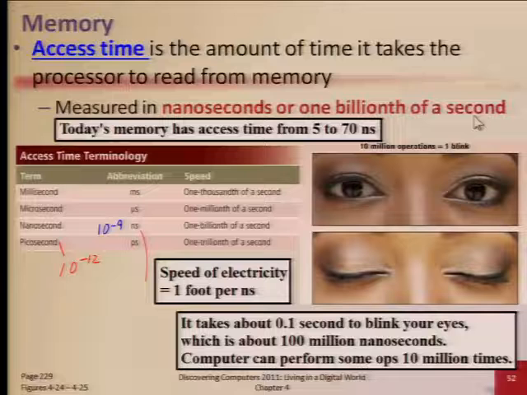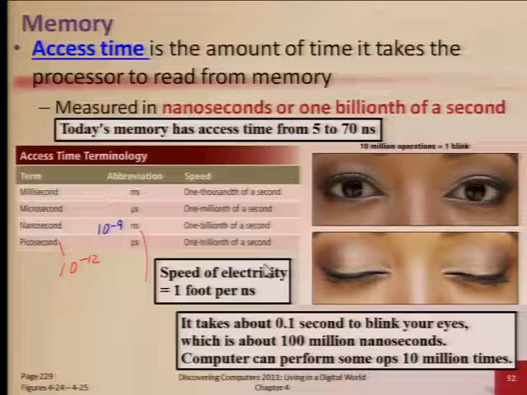What is a nanosecond? It's one billionth of a second. That means 1 second divided by 1 billion, right? That's about the time it takes. So typically memory will take around 5 to 70 nanoseconds. The 5 is basically more for the SRAM, static RAM. The 70 is more for the what? For DRAM, dynamic RAM.